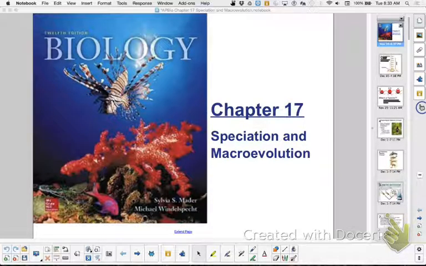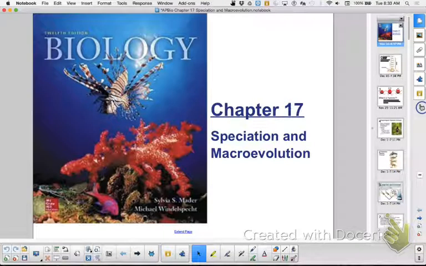Could my youngest bio buddy please differentiate between micro and macroevolution? And I will give you a picture to do that with. Go ahead, youngest bio buddy.